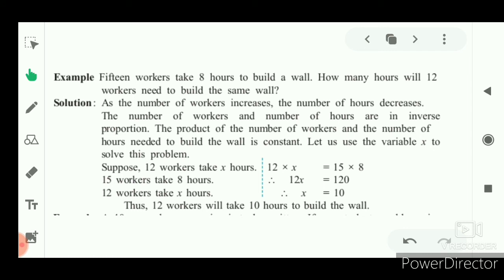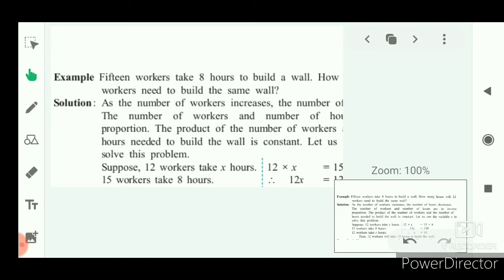15 workers take 8 hours to build a wall. How many hours will 12 workers need to build the same wall? If 15 workers work together, then they take 8 hours. Then if 12 workers work together, then how many hours will they need?